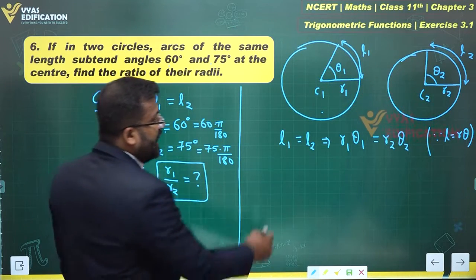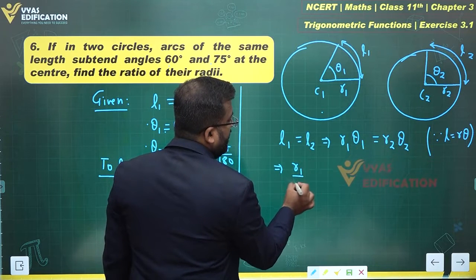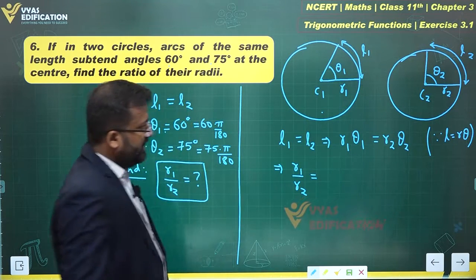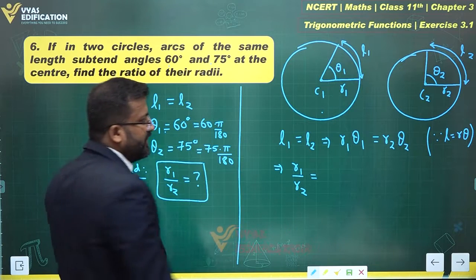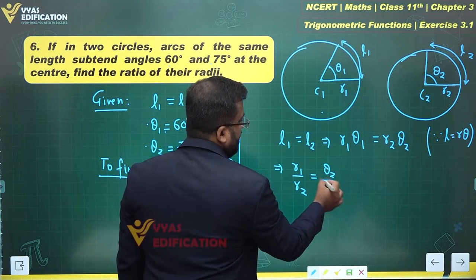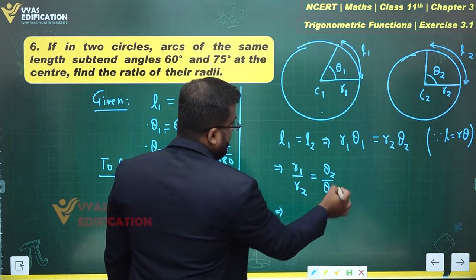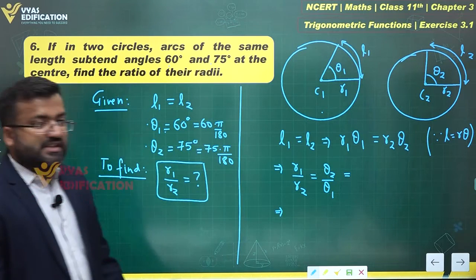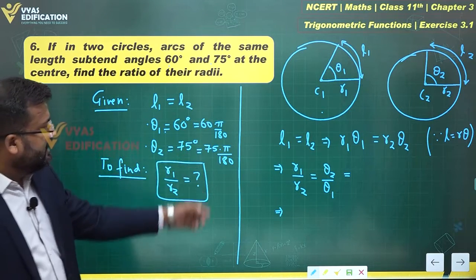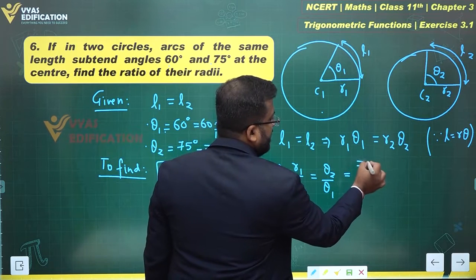So R1 upon R2 can be easily found. R1 upon R2 is equal to what? Now R1 upon R2 would be theta 2 upon theta 1. You can observe this is theta 2 over theta 1, which gives me theta 2. What is theta 2 equal to? Theta 2 is 75 times pi upon 180.